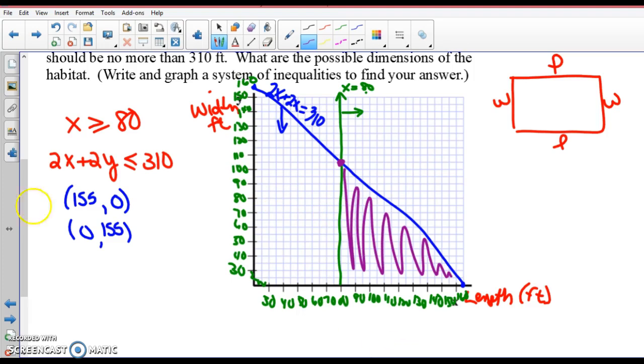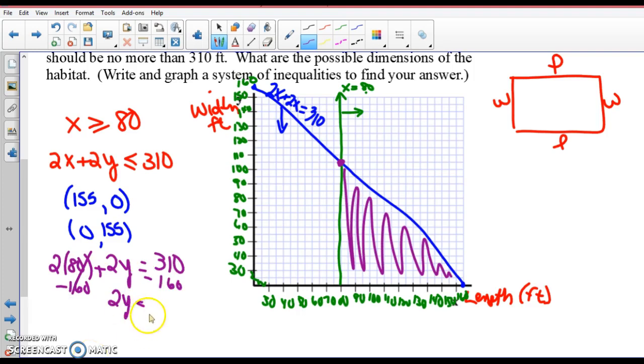Plug 80 in for x. So, 2 times 80 plus 2y has to equal 310. I'm doing equal because I'm on the boundary line. So, this is 160. Subtract 160 from both sides. So I get 2y equals 150. So y is 75. So this point of intersection is 80, 75.